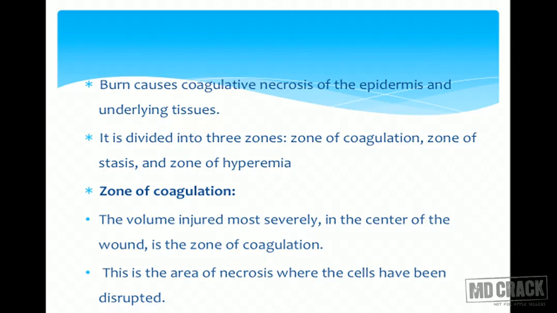Now we'll see the zone of coagulation. The zone injured most severely in the center of the wound is the zone of coagulation. This is the area of necrosis where the cells have been disrupted. So it is the center of the attack of the burn agent.